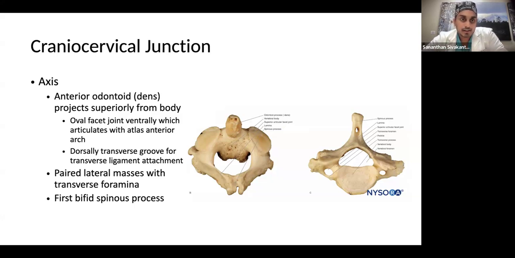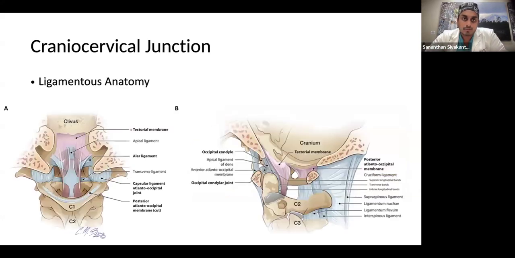And then there's the paired lateral masses with the transverse foramina, where the vertebral artery obviously runs. This notably is the first bifid spinous process, which we all know when we dissect down to use as a landmark for our dissection.